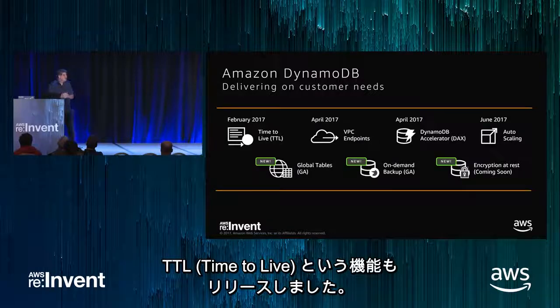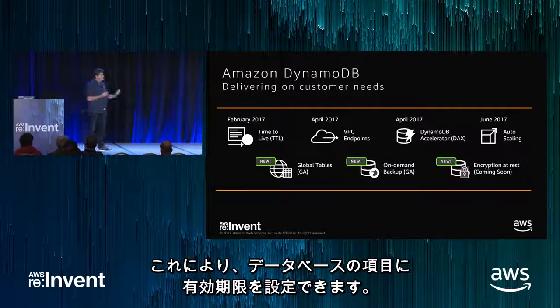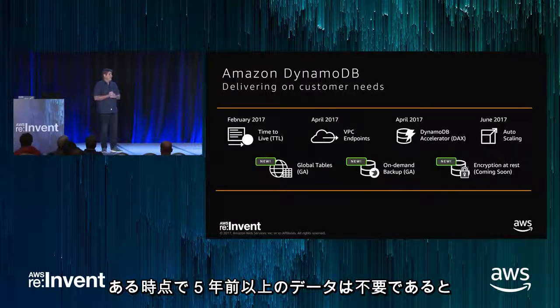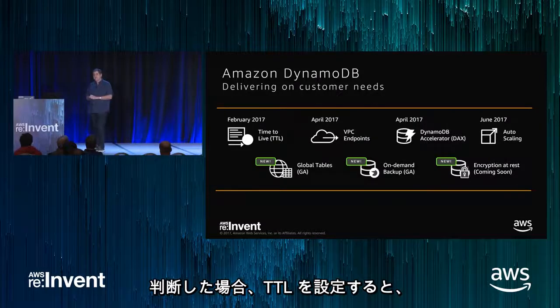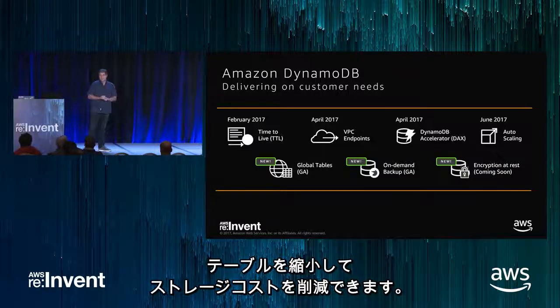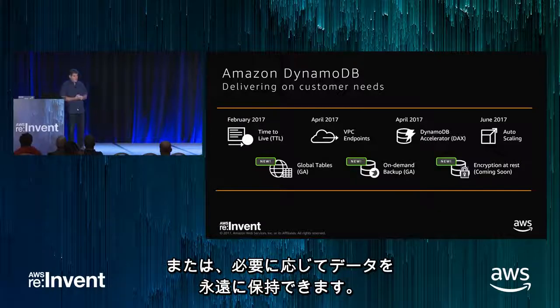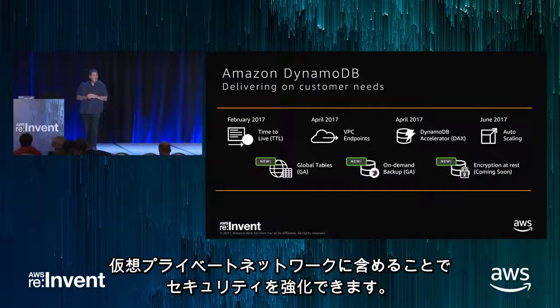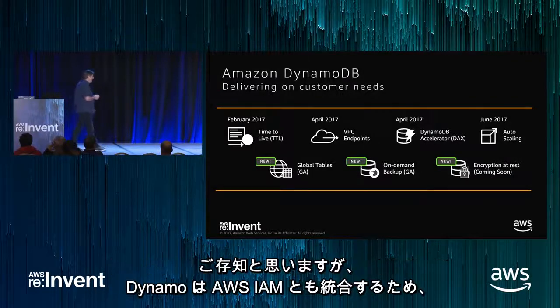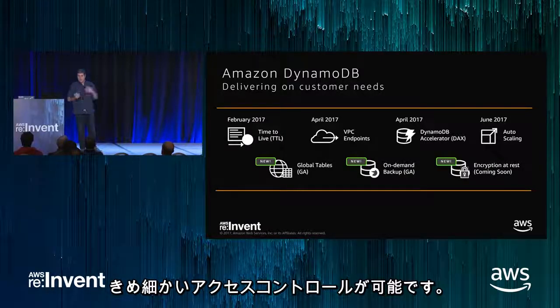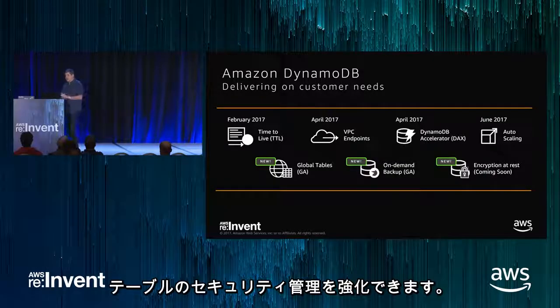We also introduced this thing called time to live, or TTL, where you can set an expiry time for items in the database. So if you have tables that are infinitely growing and you get to a point where you think that you really don't need data from 5 years ago, you can set a TTL, and data will automatically expire in the background for you, so you can shrink your tables and save on your storage costs. Or you can keep the data forever. Your choice. We introduced VPC so that you can include DynamoDB tables in your virtual private networks for better security. And as you may know, Dynamo also integrates with AWS IAM, so you can have fine-grained access control. So now with VPC and fine-grained access control, you get a very good set of capabilities for managing the security of your tables.